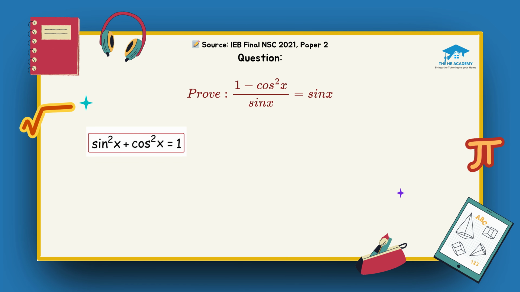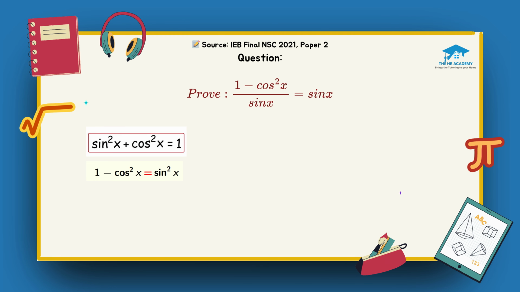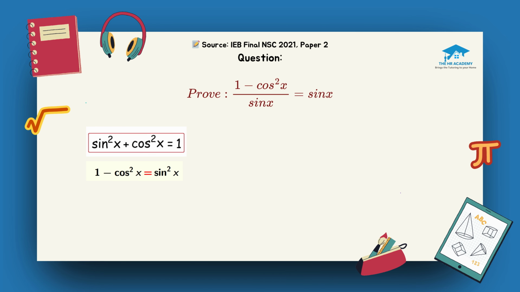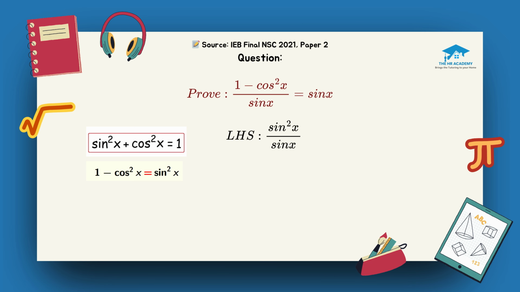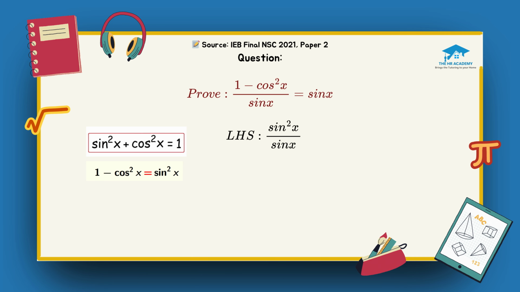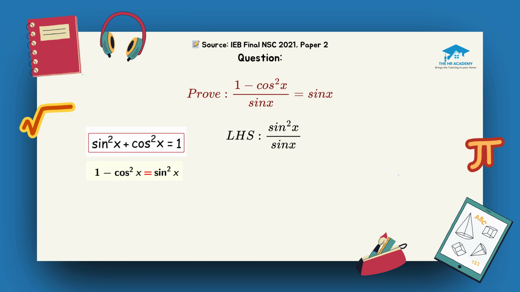Let's break it down. Step 1. Recognize the identity. Remember our best friend in Trigland, sine squared x plus cos squared x is equal to 1. Now if you rearrange that, it becomes 1 minus cos squared x is equal to sine squared x. So we take that and swap the top of our original expression from the left-hand side. It becomes sine squared x over sine x.